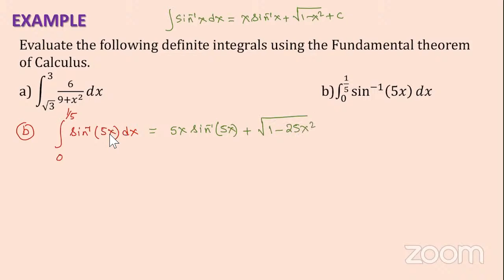We have to divide everything by the derivative of the inside function. The derivative of 5x is 5. And we have to evaluate this between 0 and 1/5. We are going to evaluate this using the fundamental theorem of calculus. So first we plug in 1/5. Let's see what we get by plugging in 1/5 for x.